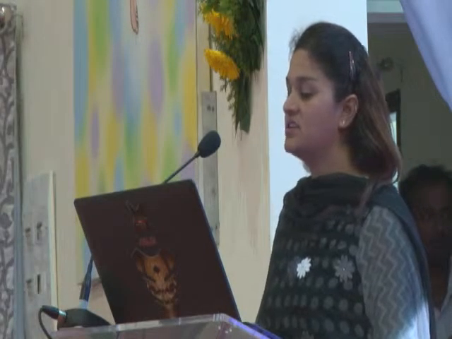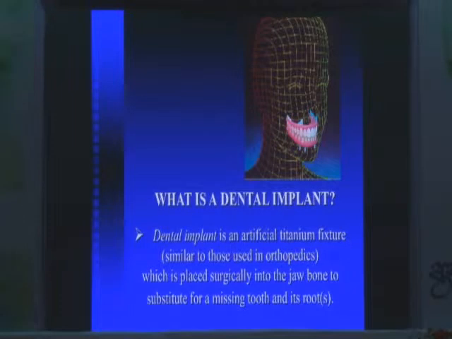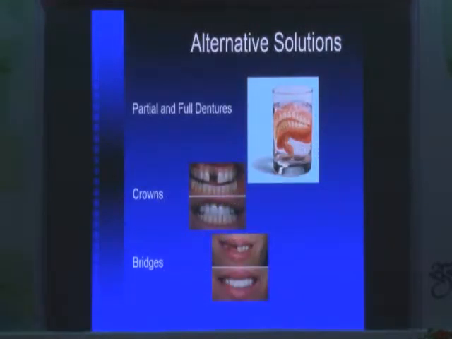Dental implant is an artificial titanium fixture. It is similar to those used in orthopedics, which is placed surgically into the jawbone to substitute for a missing tooth and its roots. The alternative solutions are partial and full dentures, crowns, bridges, when we are not using dental implants.